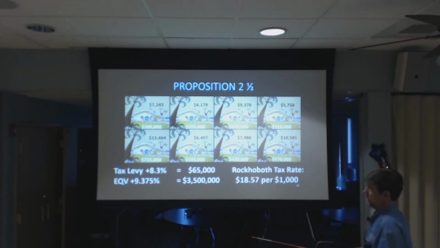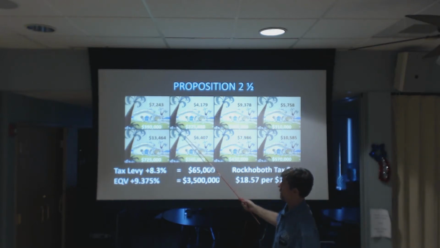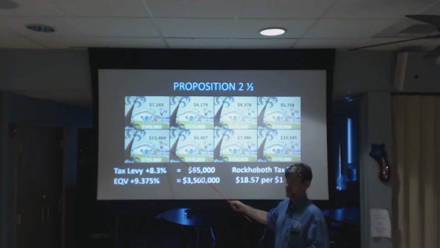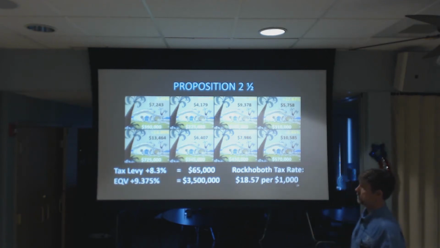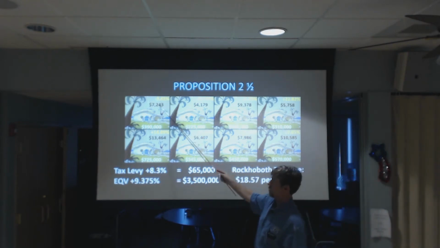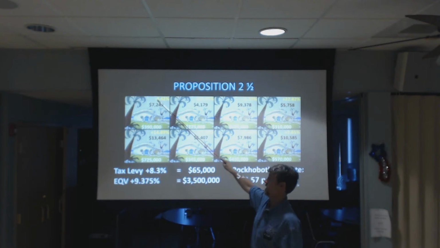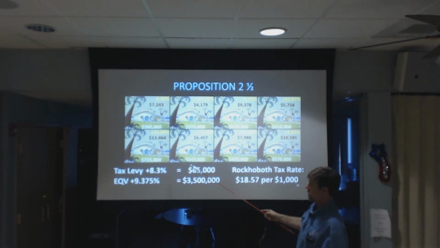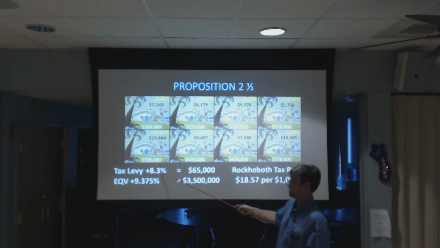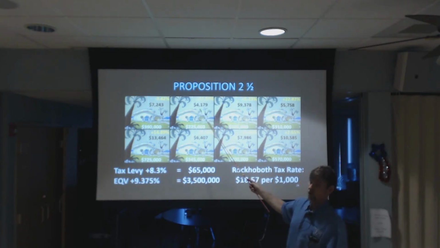So what does that mean? Well, it means that this person's tax went to $7,200, and this person's went to $13,464, which, when you look at the percentage increases or decreases, this person's, even though the tax levy went up 8.3%, this person's tax bill went down 3.42%. And even though the tax levy went up 8.3%, this person's bill went up 27% because they did a lot of work on their house.